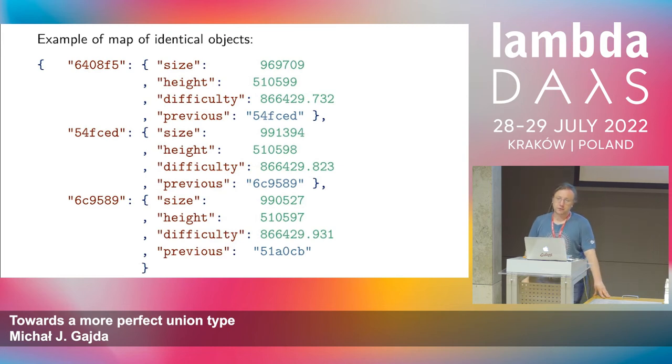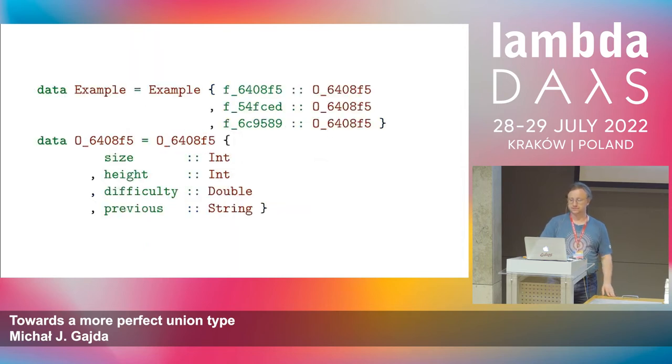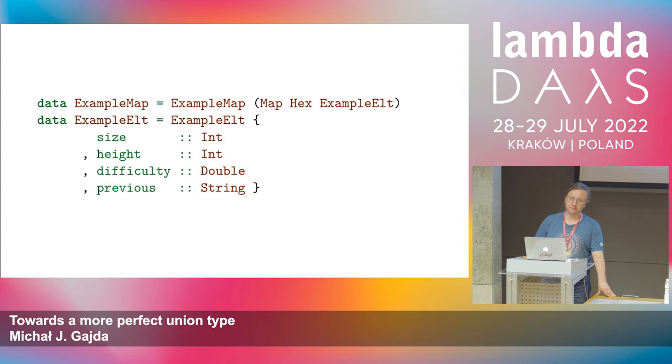Another example is a map of identical objects. You can interpret the map as an object with different fields of different types, or you can see that each field has the same type, right? In here, it's particularly apparent. So we can use this to make it a dictionary from, in this case, hex hash to an object type, right? So instead of something like this, we would rather have the mapping type.